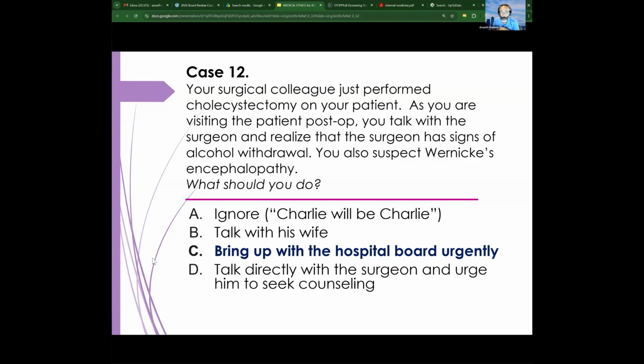Now, that's very uncomfortable, right? That can be something that could affect your colleague. It can change the dynamics of the hospital. But nonetheless, our first obligation is to our patients. And again, I appreciate those who are thinking D in addition, but really our obligation is to act on a patient's best interest and notify the board urgently.